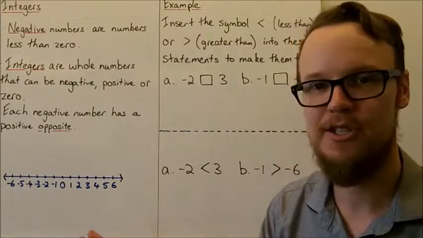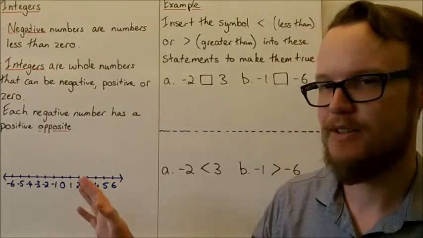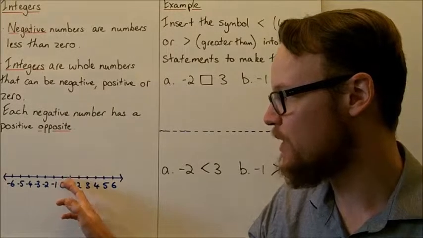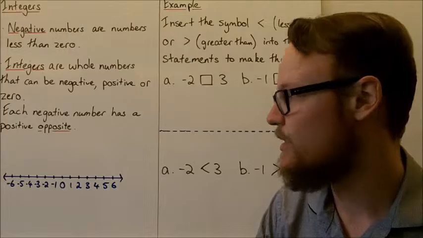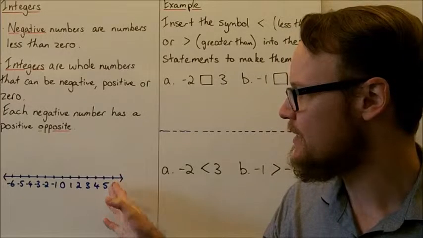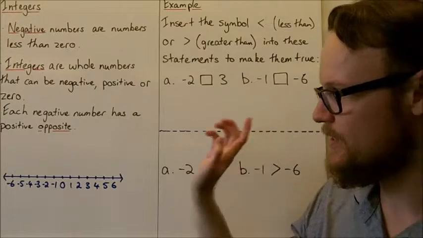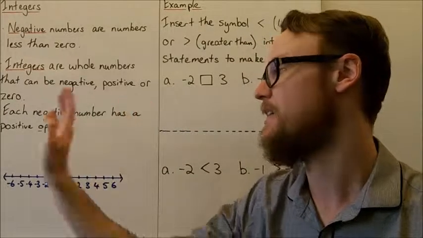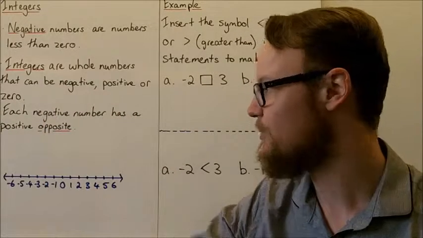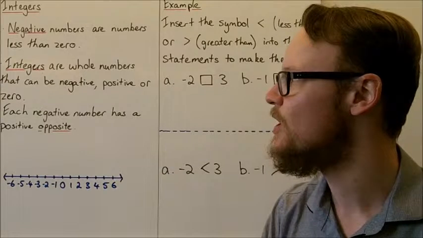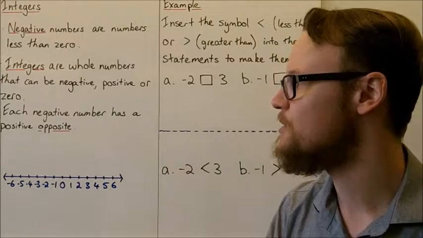Numbers that aren't integers include fractions, decimals, things that are in between the dashes on this number line here. But the integers extend up to positive infinity, and down to negative infinity, all the way down in that direction. Keeping on going, they're all integers, all of those whole number values.